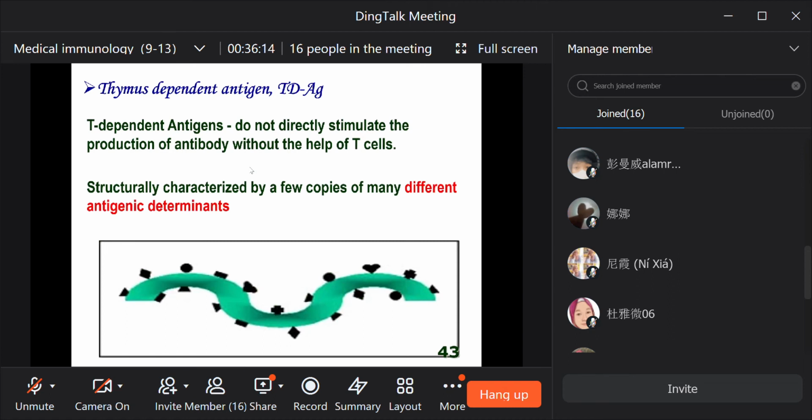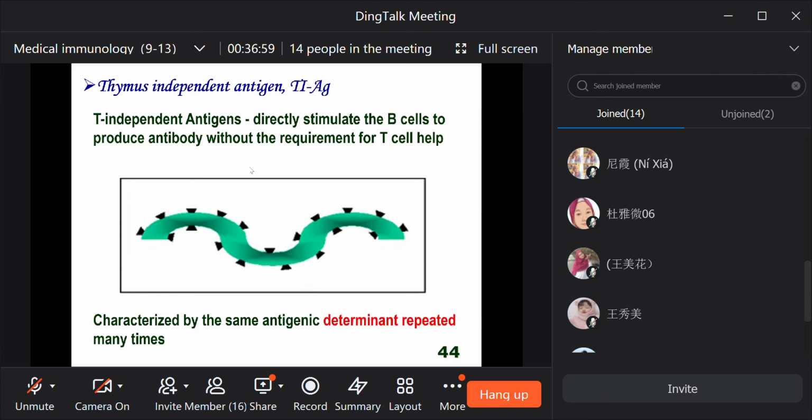Different kinds. We can count them: 1, 2, 3, 4, 5, 6. Maybe at least 6 kinds of different epitopes on the surface. It's very complex. This kind of antigen must depend on the T cell to induce the immune response.